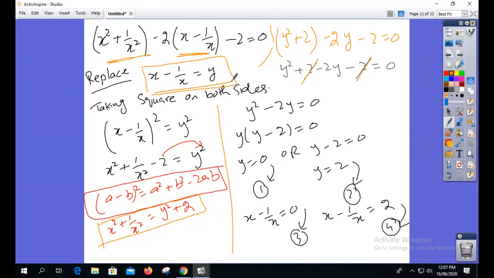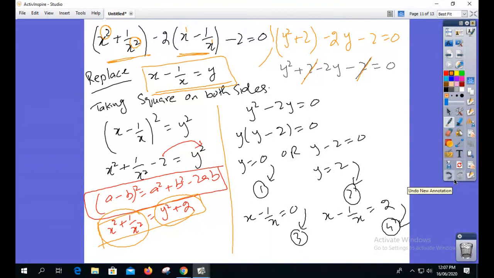Beta, we just replace the smaller value as y. Here we have x minus 1 by x. What is the smaller value? x minus 1 by x. So we replace x minus 1 by x equals to y. We simplify to find the value of x square plus 1 by x square.